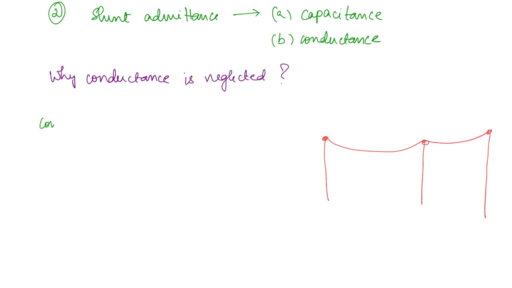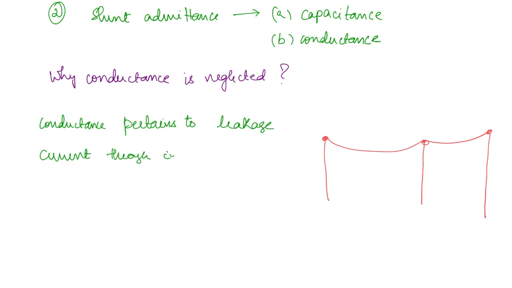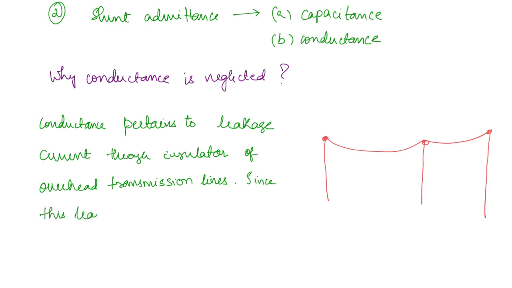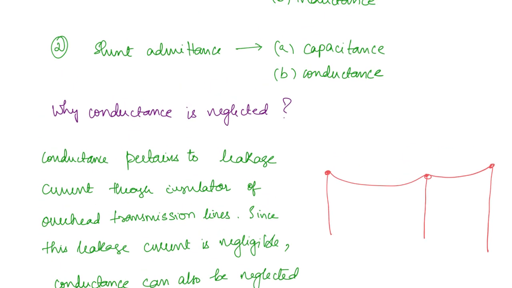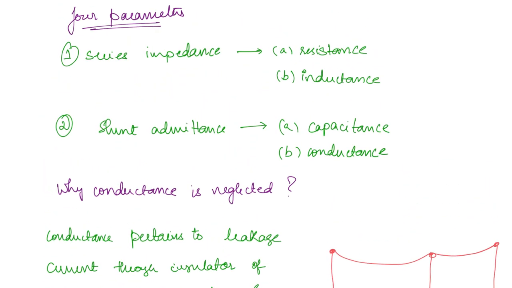You can write that part down. Conductance pertains to leakage current through the insulator of overhead lines. We call these overhead transmission lines to differentiate them from underground cables. Now since this leakage current is negligible, conductance can also be neglected. So this is why we are going to neglect the conductance. We are only going to deal with resistance, inductance and capacitance.